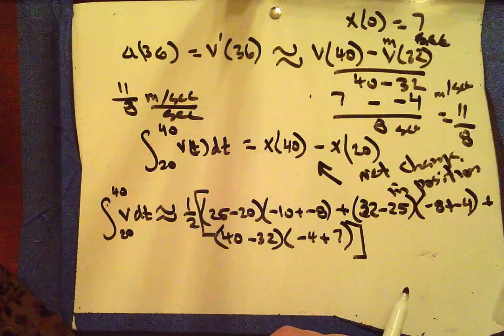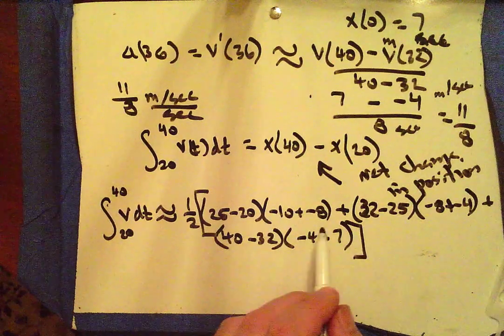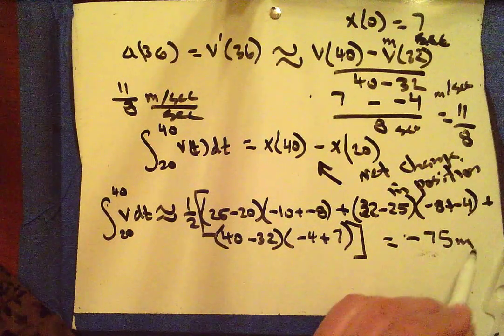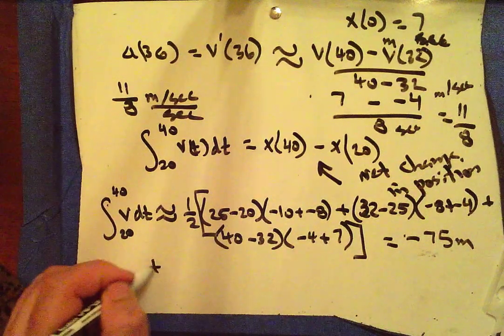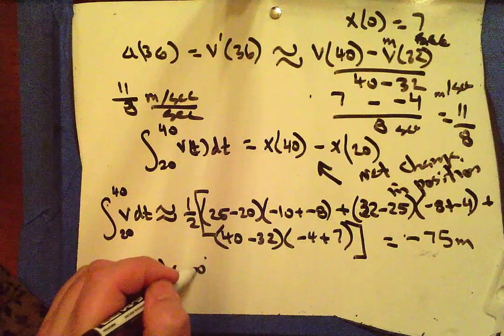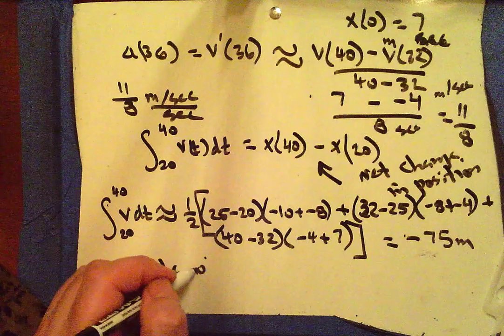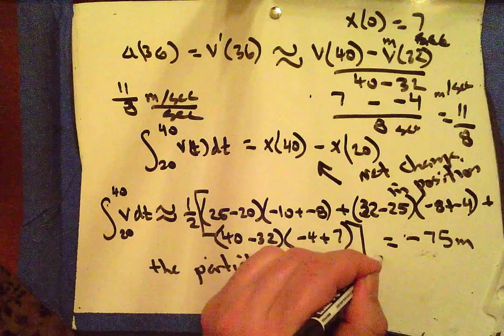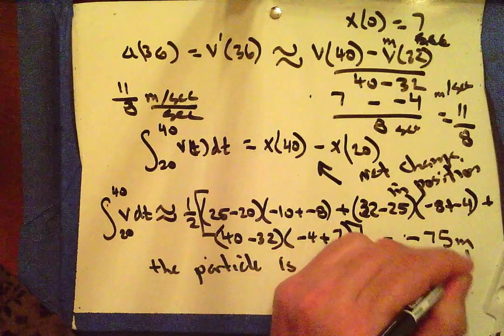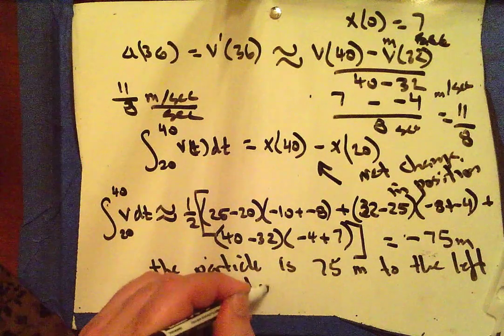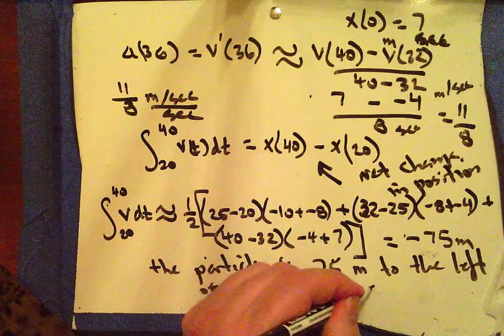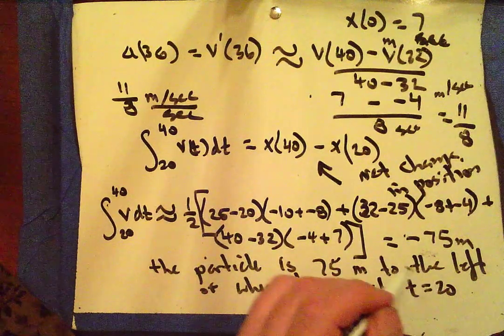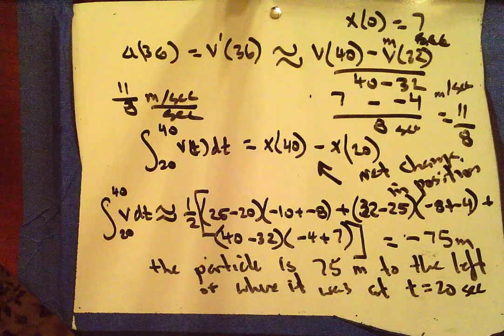This is without a calculator, so I wouldn't waste the time computing all of these. You do end up with -75 meters, or the particle is 75 meters to the left of where it was at t equals 20, and I believe these are seconds. Okay, great.